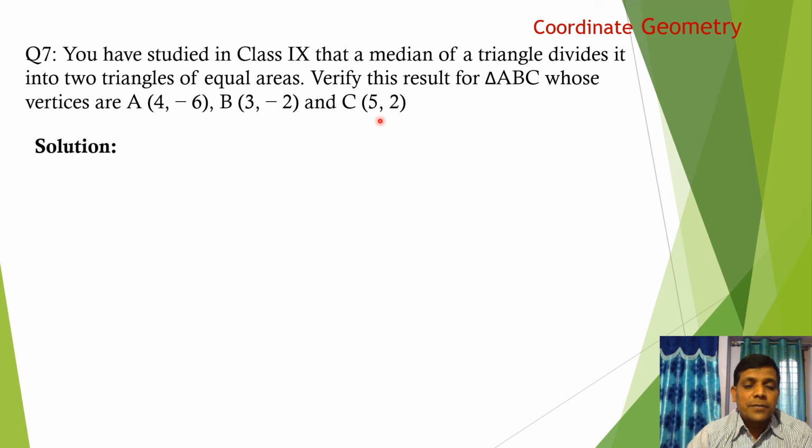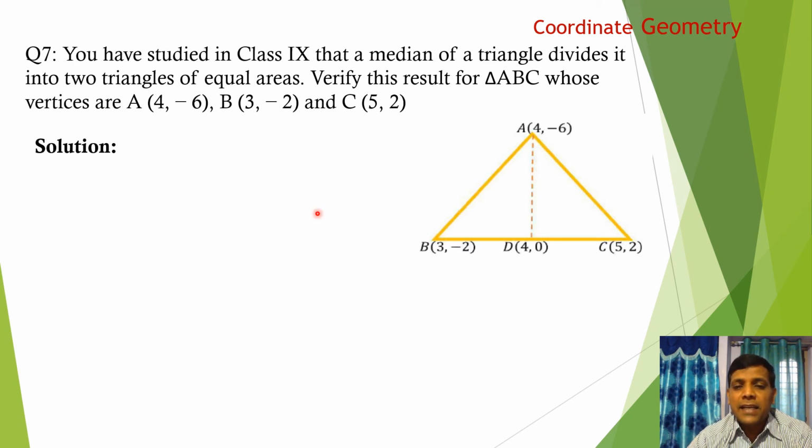So coming to the solution, first of all, draw the triangle. ABC is a triangle. Based on the question, draw one median. AD is a median. What does the question say? A median of a triangle divides it into two triangles. So AD divides triangle ABC into two equal parts, triangle ABD and triangle ADC. Is it right or wrong?